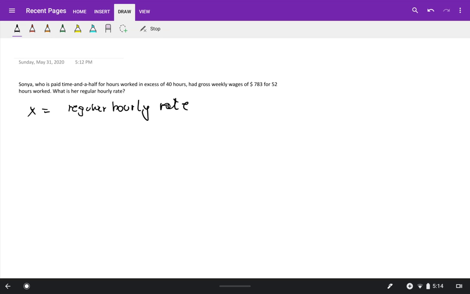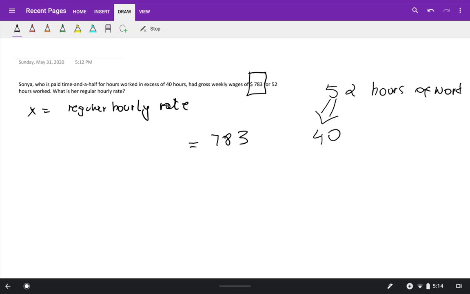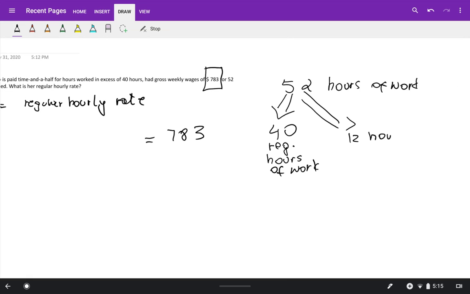So we know that Sonia last week brought home 783. Okay. And we know that she worked 52 hours of work. So definitely she did overtime. So what you want to do with that 52 hours, you want to break it down into 40 regular hours of work, which means regular pay, and we have 12 hours of overtime. Overtime means that's when we're receiving that extra pay.